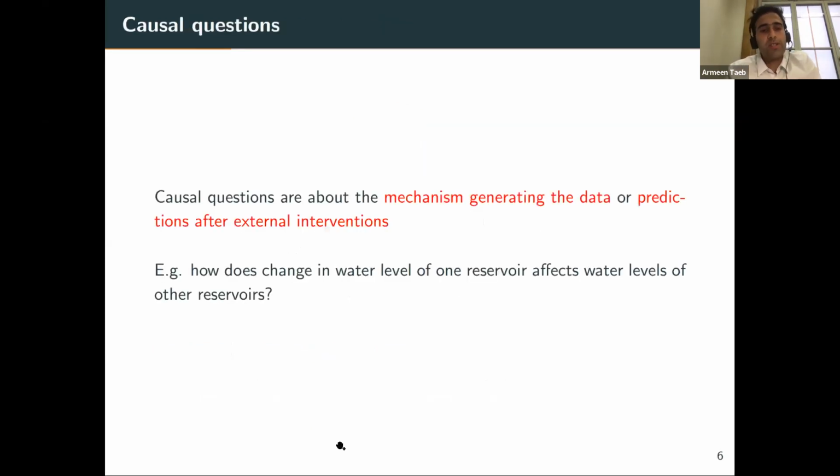Okay, so what are causal questions? Causal questions are about the mechanism generating the data or predictions after external interventions. So in the context of reservoirs, it is how does a change in the water level of one reservoir affect water levels of the other reservoirs. This is quite important for coordinated management of the reservoir system. And it's also important across many other applications in science and technology.